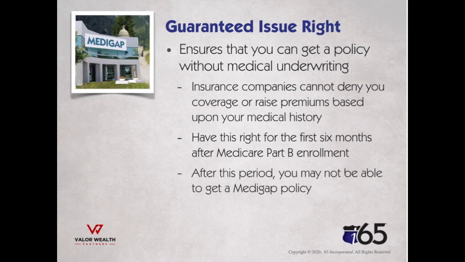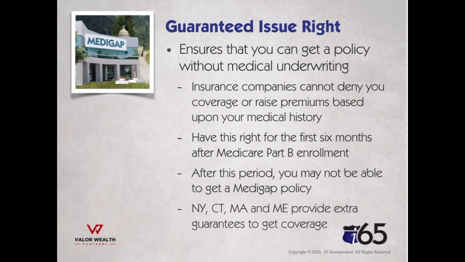After you lose your guaranteed issue right, insurance companies can put you through underwriting and ask you medical questions. If they find anything they do not like, they can deny you coverage. You may not be able to get this coverage again in your lifetime. 4 states, New York, Connecticut, Massachusetts, and Maine, give residents the ability to still get a Medigap policy with no medical questions asked outside of the standard guaranteed issue right. Other states offer special accommodations to switch from one Medigap policy to another without underwriting, but this will not apply to switching from a Medicare Advantage plan to a Medigap policy.